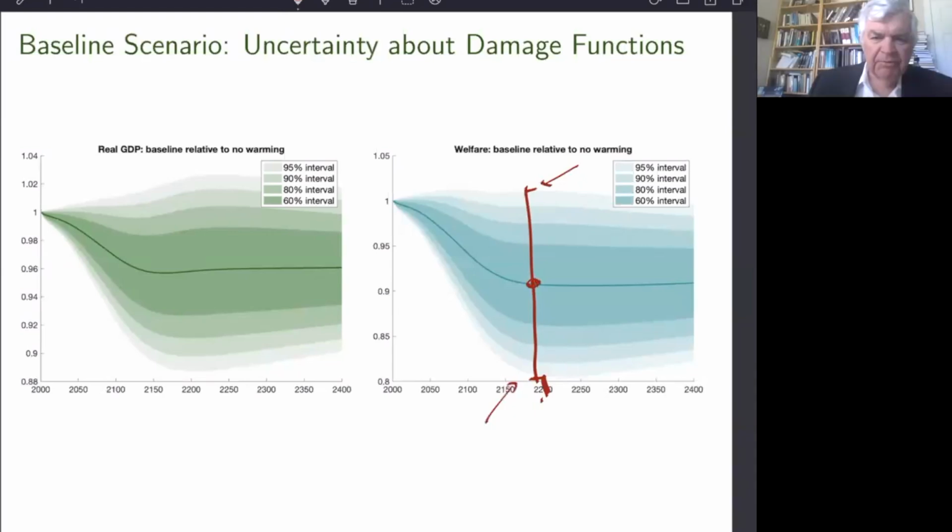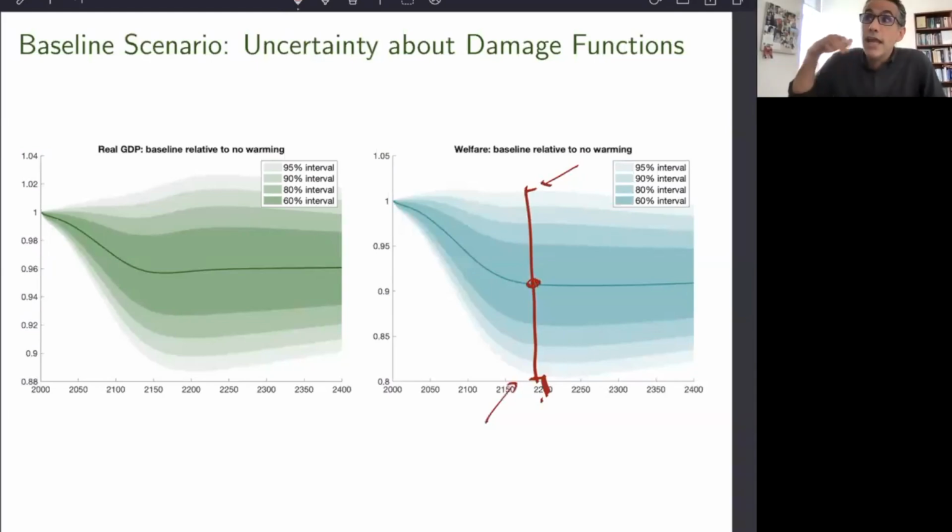Where's the uncertainty coming from? How are you measuring this? It's coming from the errors that we get in the estimation of those two damage functions that I showed. That's where the confidence intervals come from.